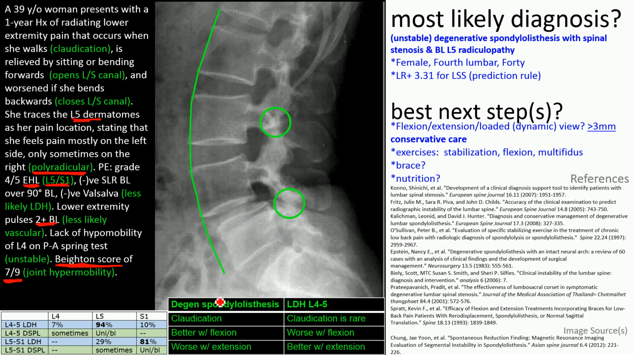So there are 2 main things that we're looking at here. Degenerative spondylolisthesis, which is a cause of spinal stenosis, claudication, and that is really the most likely diagnosis in this case. The other thing we want to consider, though, is a lumbar disc herniation at L4 and L5. One of the key ways to distinguish between these is going back to this polyradicular, more than one nerve root involved. Because when you have a degenerative spondylolisthesis, oftentimes you can have damage to more than one nerve root here.